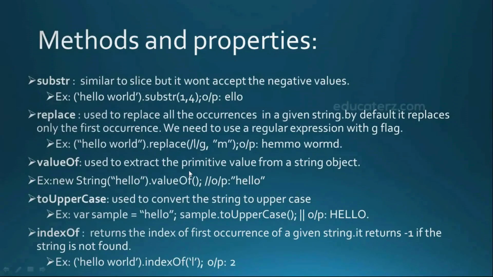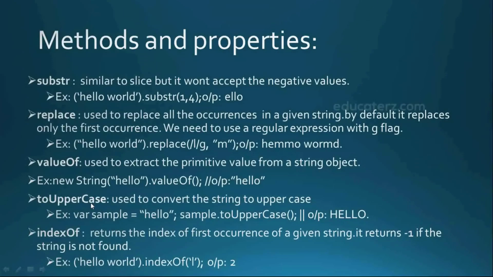valueOf is used to extract the primitive value from a string object. Let's say you have a string object, but you want to extract the primitive value of the string. It means you just want to have that string value. So to extract the string value from a string object, you can use the valueOf method. Like here in this example, I declared the string object with the value as hello. When I use the valueOf method over this string object, it will return me the value as hello, which is actually a primitive value, a string value.